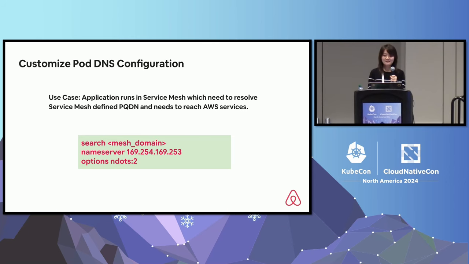And the AWS services endpoint contains at least two dots, and meets the threshold here, so it will be sent directly out to the name server. So with this DNS configuration, both kinds of DNS queries are optimized to achieve the functionality through a single DNS request.